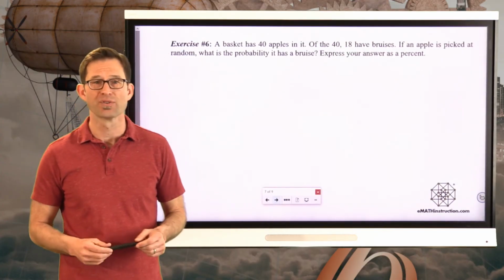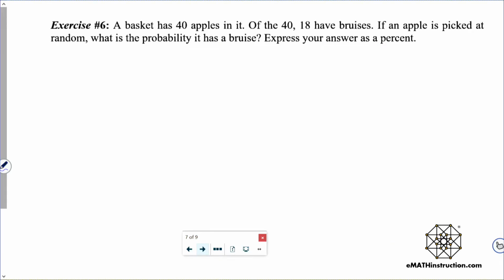Let's take a look at exercise number 6. A basket has 40 apples in it.